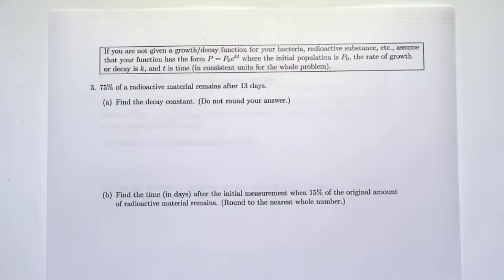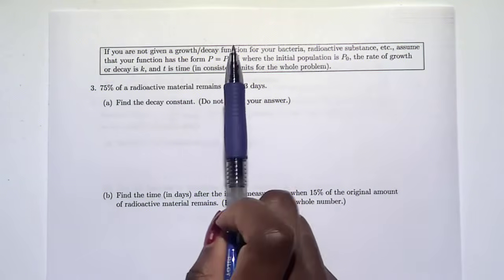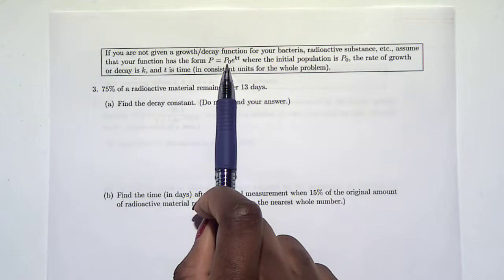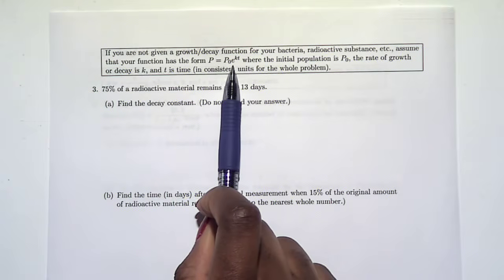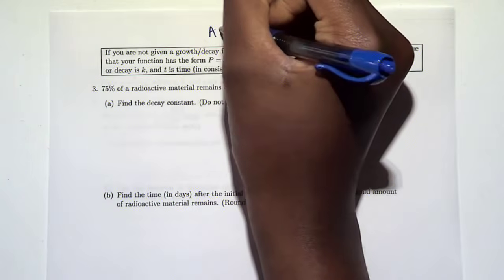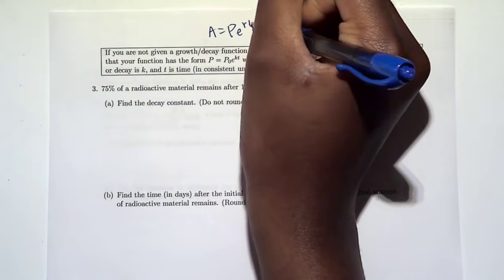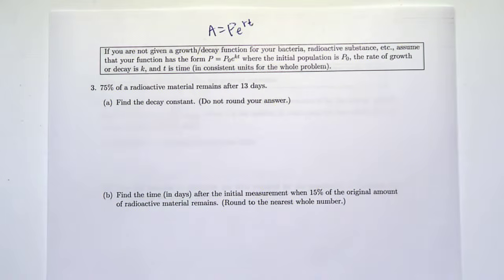All right, so look at my little note here. It says if you're not given a growth or decay function for your bacteria, radioactive substance, etc., so these are like conditions you'll have in your problem, it's okay to assume that our function has the usual form. So this is the same thing as our PERT function, A equals P times e to the RT. The variables just look a little different, so this is more of a science context.